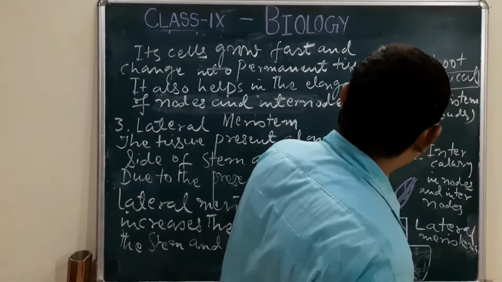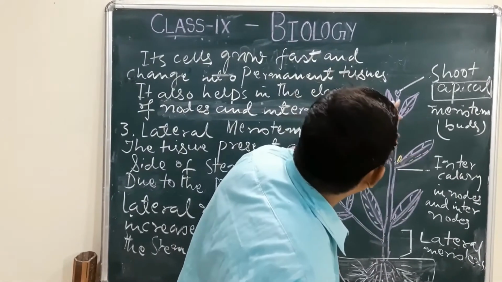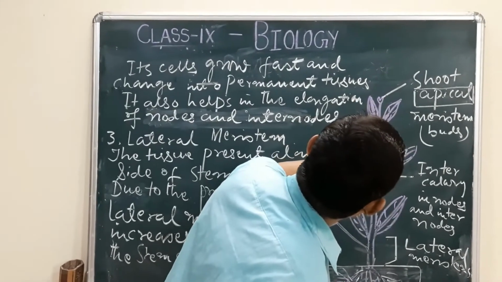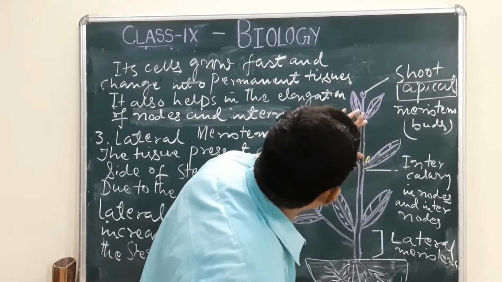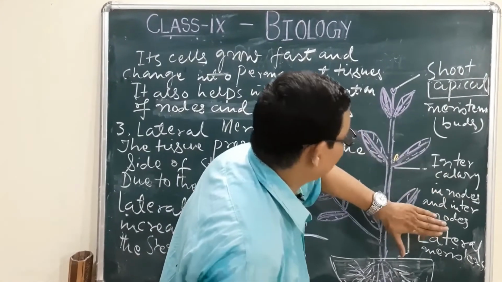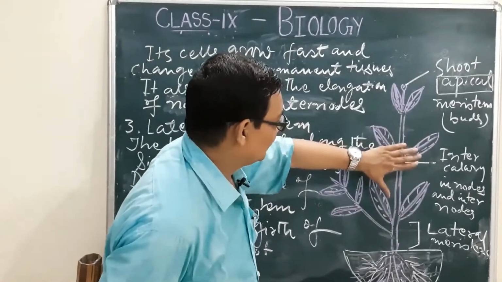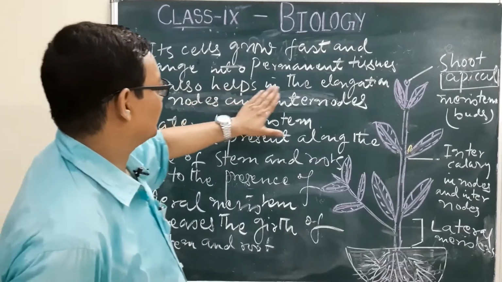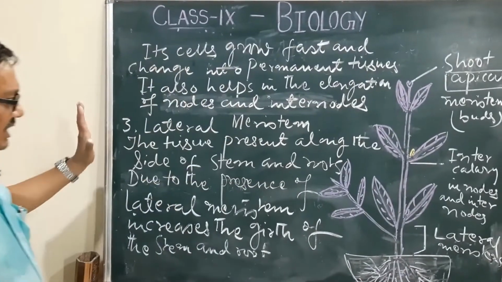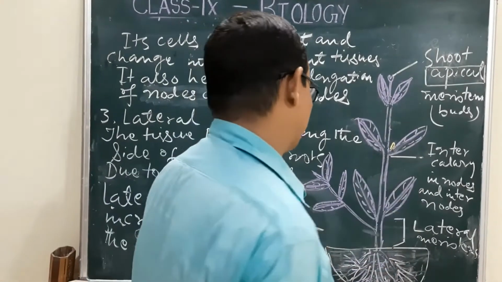internode. This is a node, this is a node, and the place between two nodes is the internode. The space between two nodes is the internode. The intercalary is mainly present at the base of the internodes. That is why it also helps in the elongation of nodes and internodes. So, this is the second type. The third type is the lateral meristem.